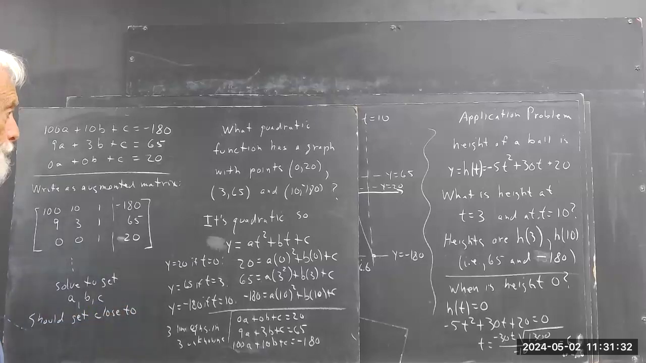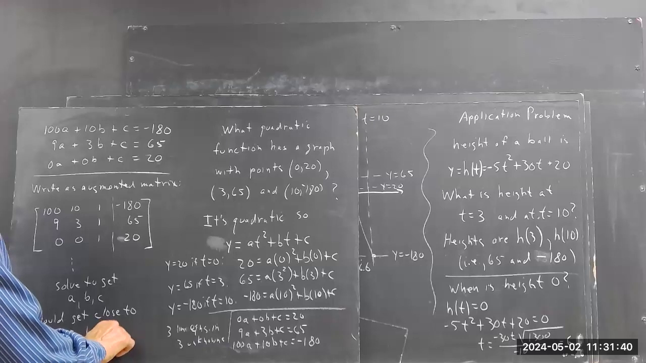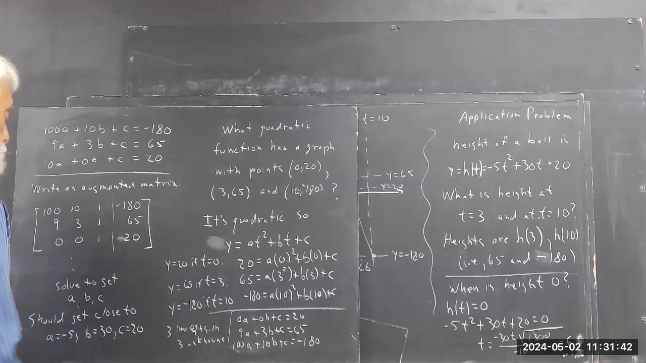Okay, well, we should get something close to a equals -5, b equals 30, c equals 20. Now, I'm not going to go through the details. It's easy enough to solve this. Okay, we'll start just by multiplying the first equation by 9 in the first line, first row by 9, second row by -100. And then just proceed from there. It's actually a pretty easy system to solve.